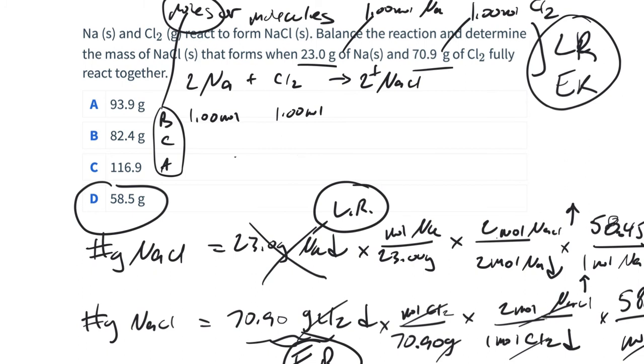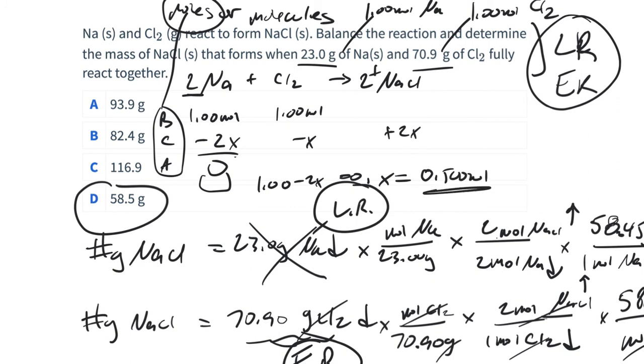But if I consume this one down to 0, so if I have minus 2x, minus x, plus 2x, if I'm consuming the sodium down to 0, and this is my limiting reactant here, what's x equal to? So if sodium's a limiting reactant, it goes to 0 from 1 mole, and its coefficient was minus 2x. You see how x is equal to half a mole. So we're losing half a mole off of chlorine, leaving behind half a mole.